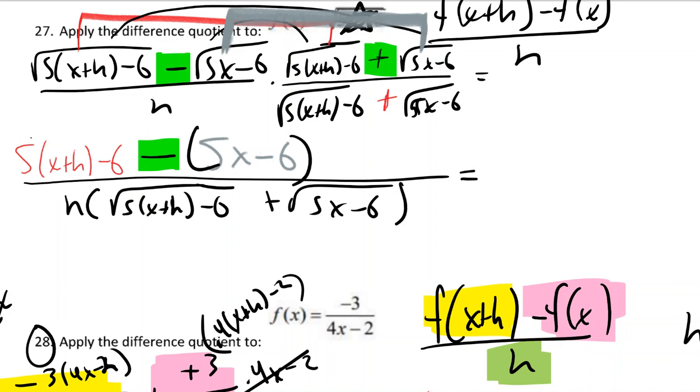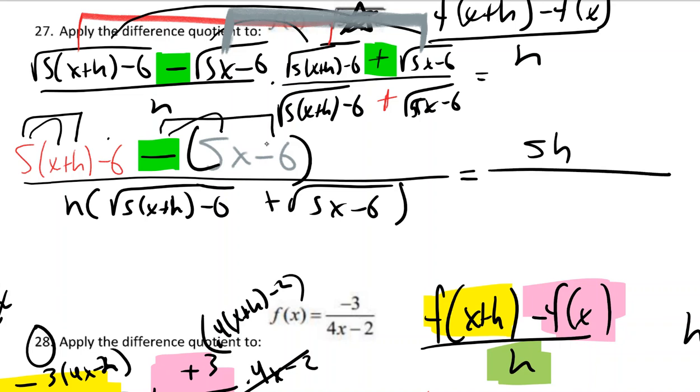So in the numerator, we've got a 5x and a minus 5x, so those would add to 0. We've got a 5 times an h. We've got a minus 6, and then if we distribute this, we've got a plus 6, so those add to 0. So the whole numerator just goes to 5h.